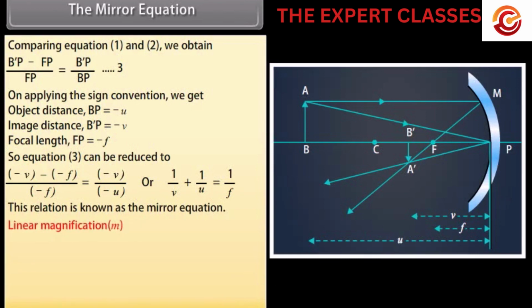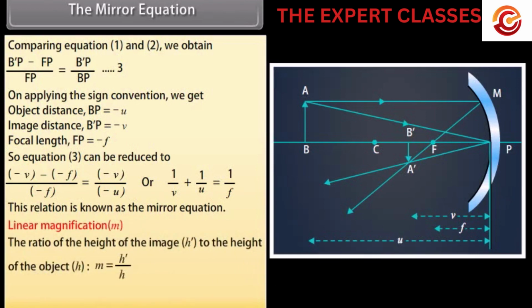Linear magnification, m. The ratio of the height of the image, h', to the height of the object, h, is m is equal to h' by h. For the given figure, linear magnification is minus v by u.